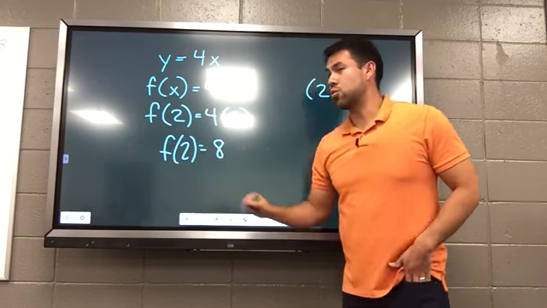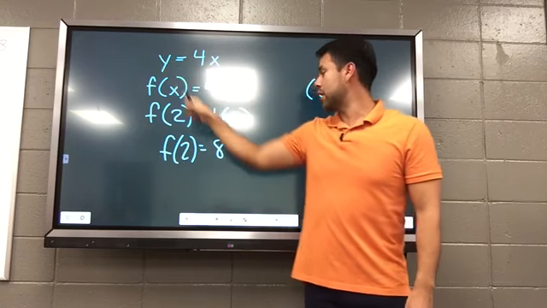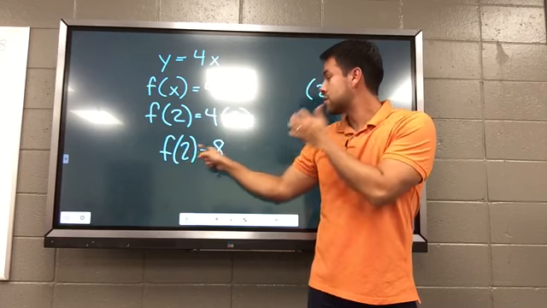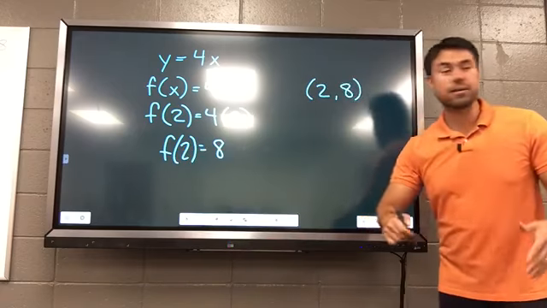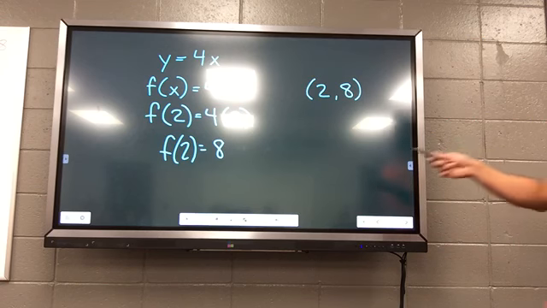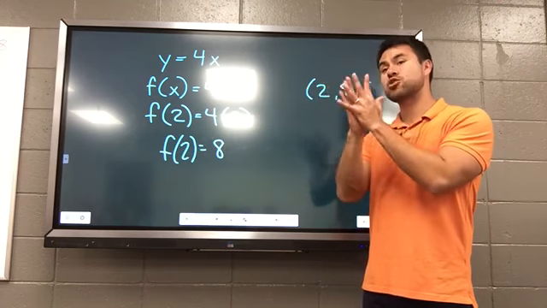What could f of 2 stand for? y. And what is y? What is x? How do you know? So we're saying these two are related in a special way. They're not just random. There are random numbers out there, and I'll give you a random problem, but what I'm saying here is that x relates to y in a special way.